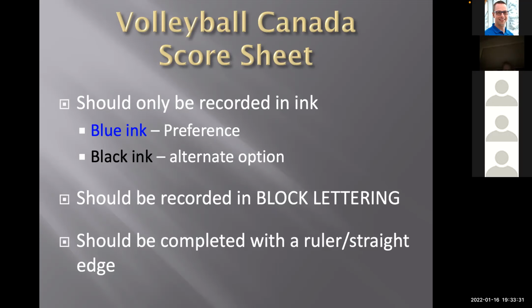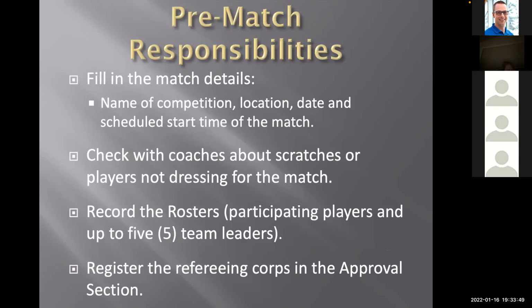So for example, if I do a score sheet, I'm going to use a ruler or a straight edge. Everybody has one: an ID card, a credit card. Those are all long enough. But if you don't have a ruler, no one's going to give you a hard time for the lines being a little bit crooked or not straight, but it is a requirement.